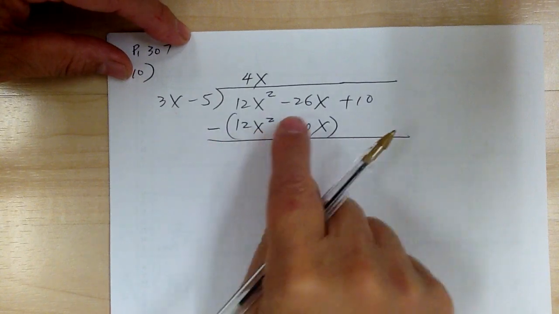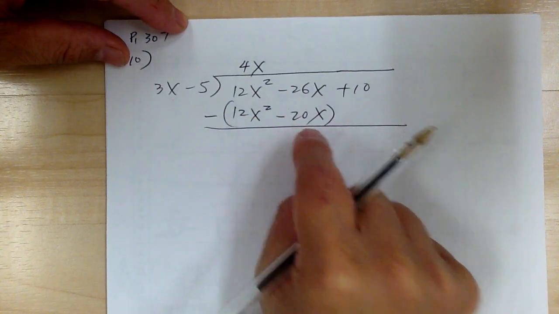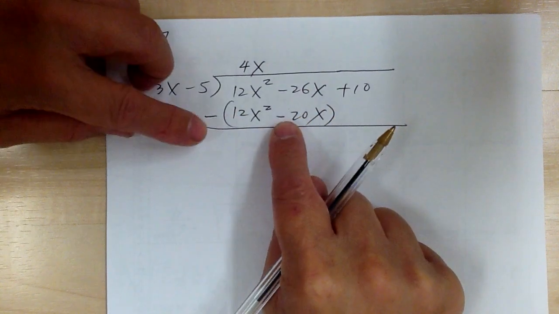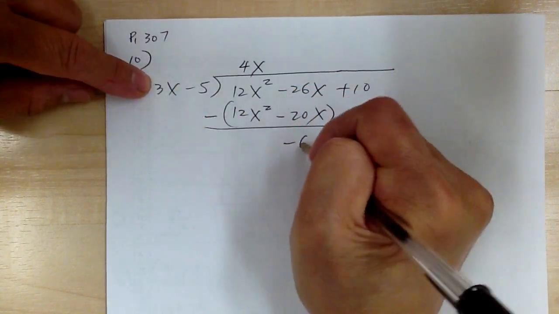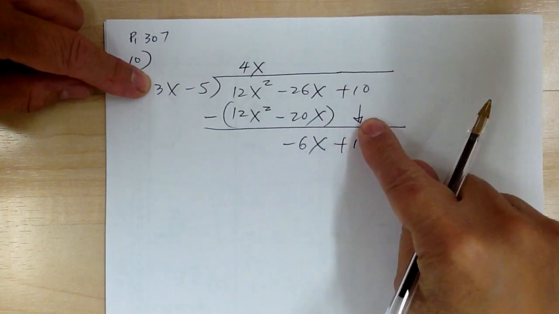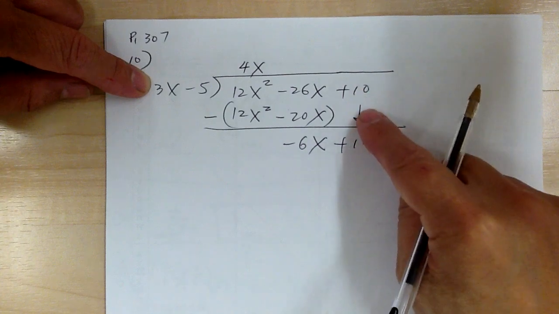Again, the reason you do that is to remind you that you have to subtract this one. Okay, so negative 26 minus negative 20, so this becomes plus. So it becomes negative 6x. And you drop the next one. You don't have to draw the arrow, but I just draw it so that you can follow what I'm doing.